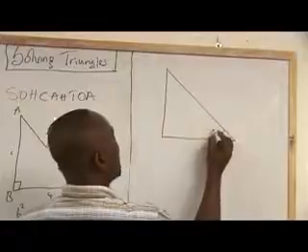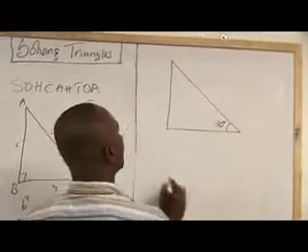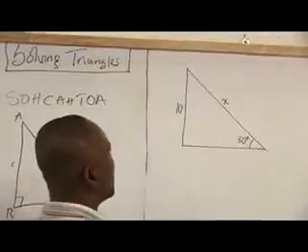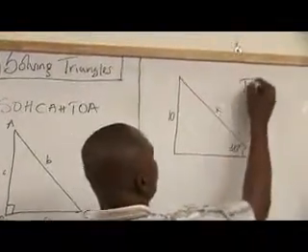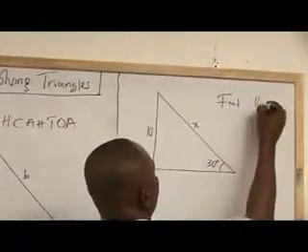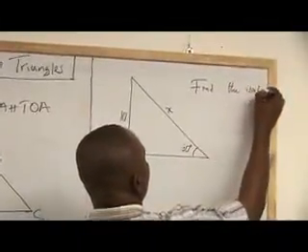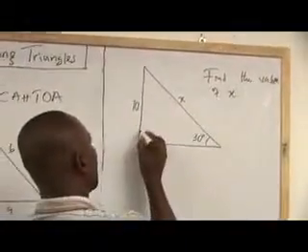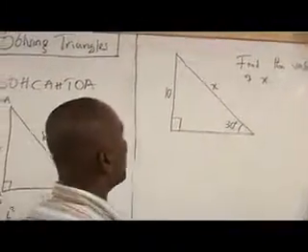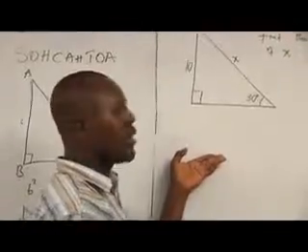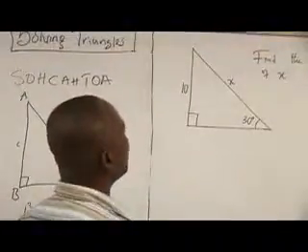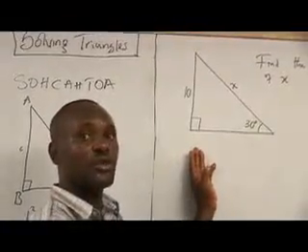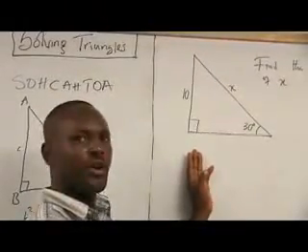In place of my theta, I will put 30 degrees. And I'll call this 10. And this is x. The question says, find the value of x. This is a right angle. How do I apply SOHCAHTOA in solving this problem? First and foremost, when you see a right angle triangle, your mind goes straight to Pythagoras theorem.